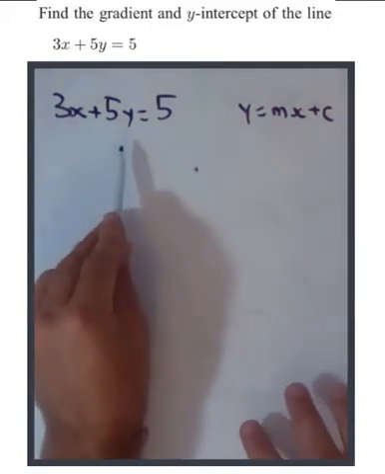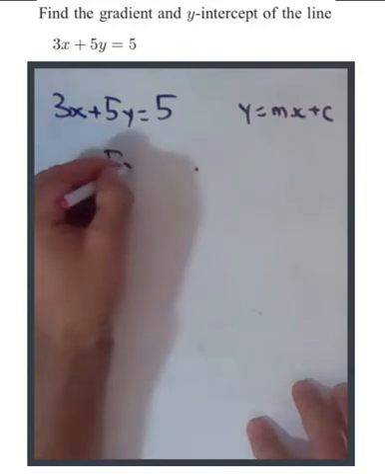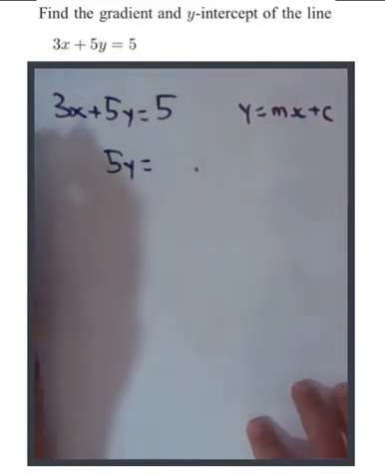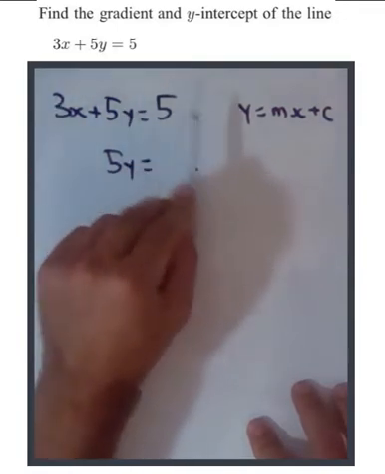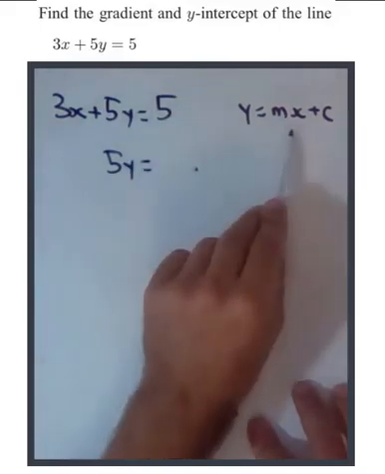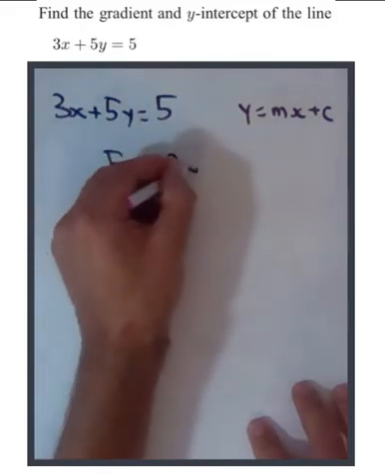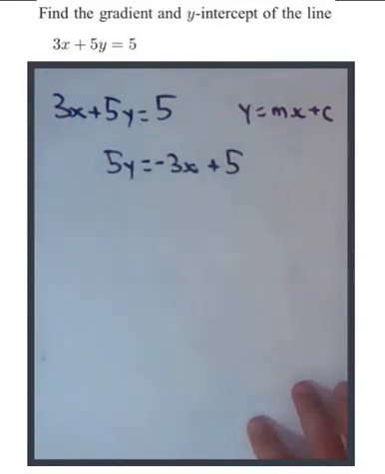So make y the subject, we need to get rid of this 3x first, so that would say 5y equals, well, we need to subtract 3x from both sides, so this will be gone from here, and we're going to have a minus 3x over here. You can put it here or you can put it here. Given that I'm aiming at this, I'm going to put it in front of the 5, so minus 3x, and so I'm going to put plus 5 because it's not minus 5.